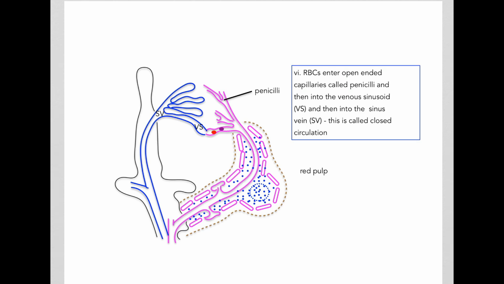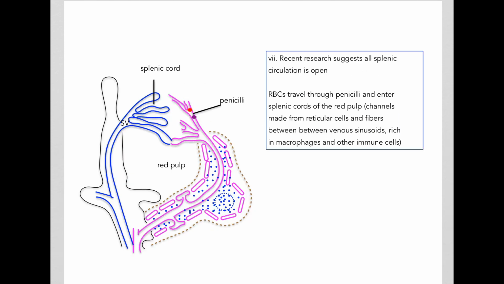Now, it is believed that some of these penicilli, like the one shown here, are connected to the splenic vein through the venous sinusoids. So in this case, the red blood cells simply will go from the penicilli into the venous sinusoids and then into the splenic vein and eventually out of the spleen. This type of circulation is called closed circulation. However, more recent research suggests that all the splenic circulation is actually open circulation.